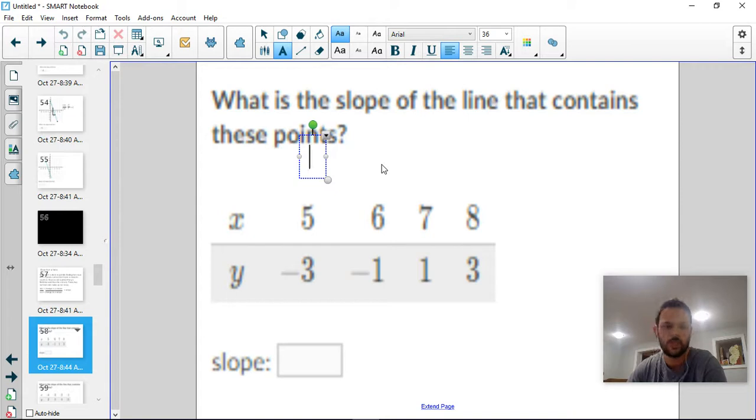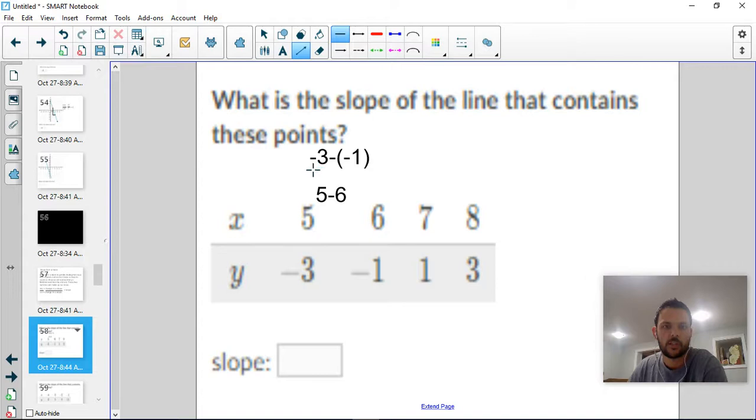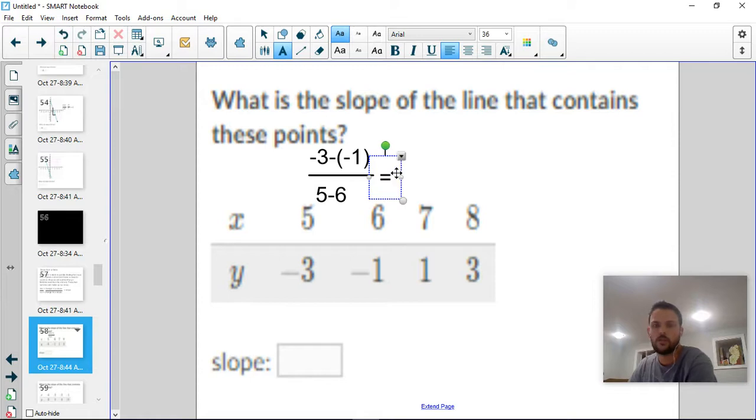All right, so let's do the -3, minus, and then my second y is -1. So this isn't the easiest one with the negatives. I imagine some people might struggle with that. But then that's on top, and on bottom is our x's. So 5 minus 6. All right, I'm going to slide this over and try to center up a little bit better. All right, so -3 minus -1. Let's put an equal sign in here.